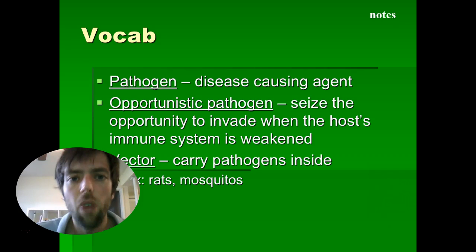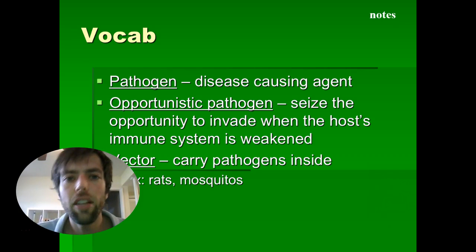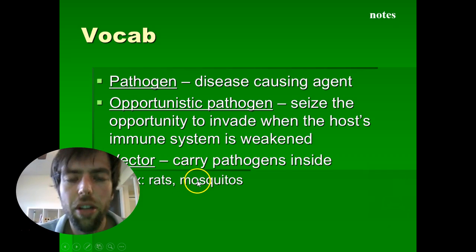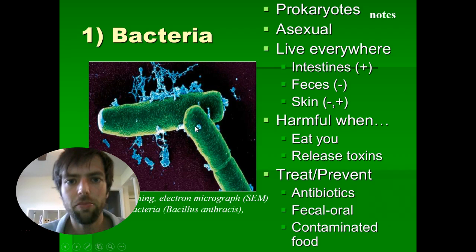And finally, we're going to talk about some vectors. Vectors are animals that often carry pathogens to you. Like, for instance, you may have heard rats have carried the bubonic plague, mosquitoes carry malaria. There's a lot of little critters out there that help these pathogens do their job. So let's go ahead and meet one of them.